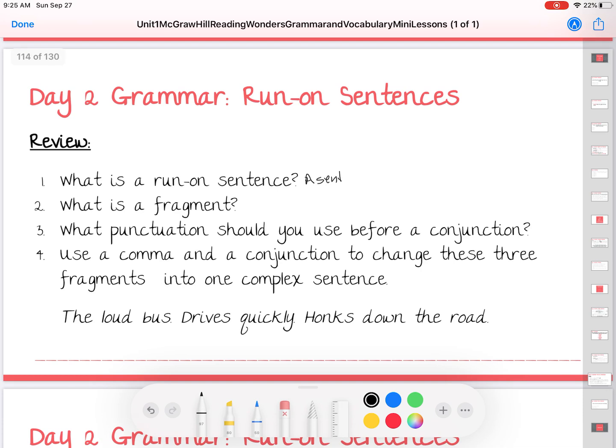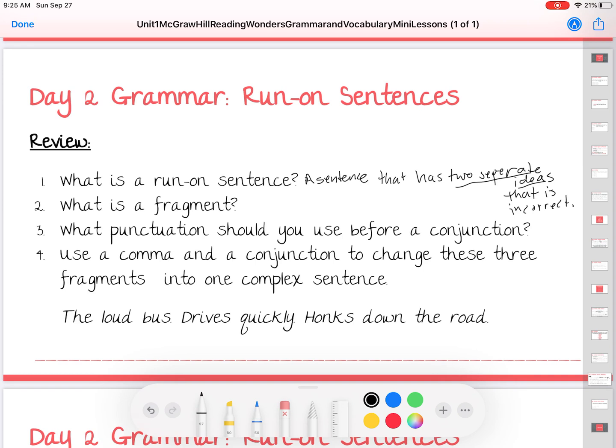A sentence that has two separate ideas that is, well, I'm just going to say incorrect, but you can't have two separate ideas. You're going to have your comma conjunction in there. So the two separate ideas is most important.